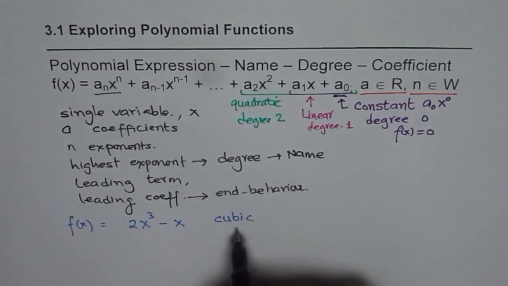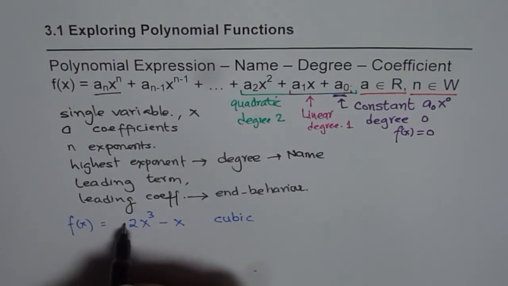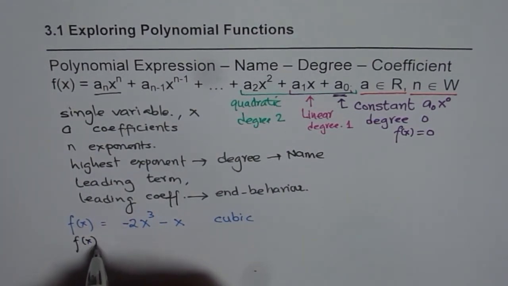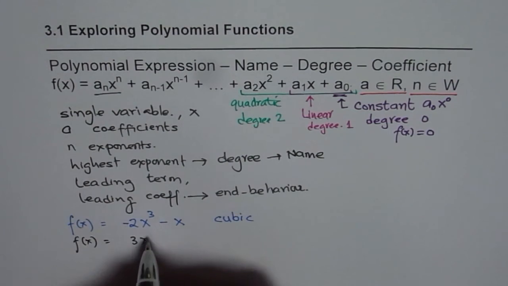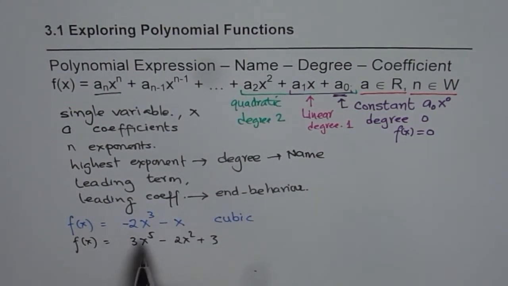So you see, we can name a polynomial based on its degree. The leading coefficient is the number 2. If I write minus here, in that case the leading coefficient will be minus 2, right? Now I could have a polynomial like this. For example, 3x to the power of 5 minus 2x squared plus 3, for example, right? Here the degree is 5, right? The leading coefficient is 3, and the name of this polynomial is quintic.